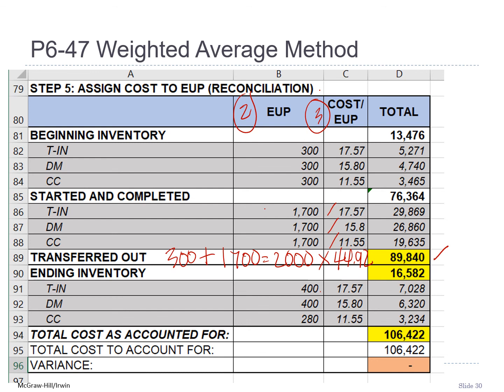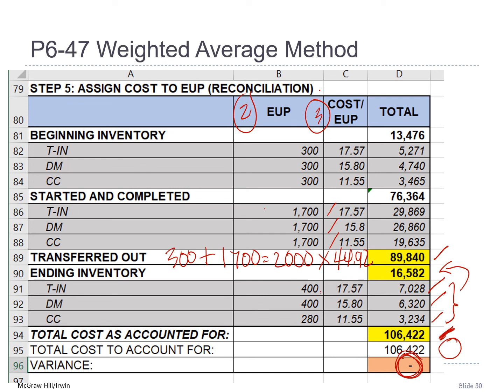So isa-isa talaga yan. So 400 times 17.57, so that's 7,028. 400 times 15.8, this is 6,320. For 280 times 11.55, this is 3,234. So if we add these 3, ito yung 16,582. So 89,840 plus 16,582, that will give us a total cost of 106,422, which is the same dun sa total cost na na-compute natin sa step 3. So this is from step 3. So since pareho sila, so walang variance, meaning walang difference.